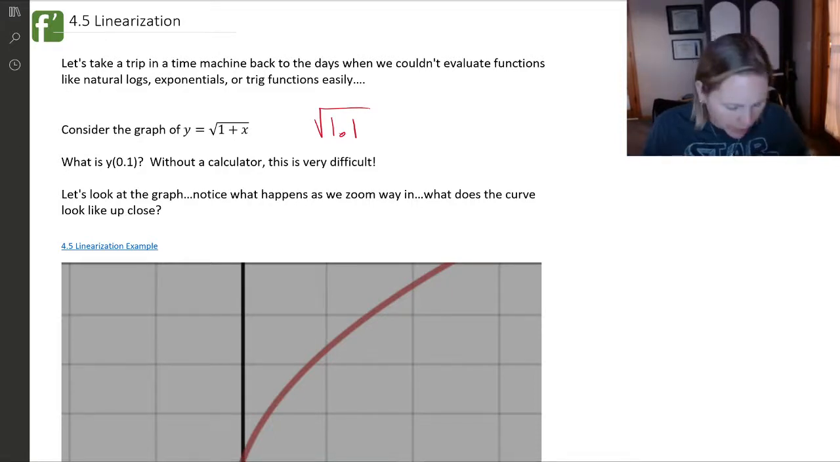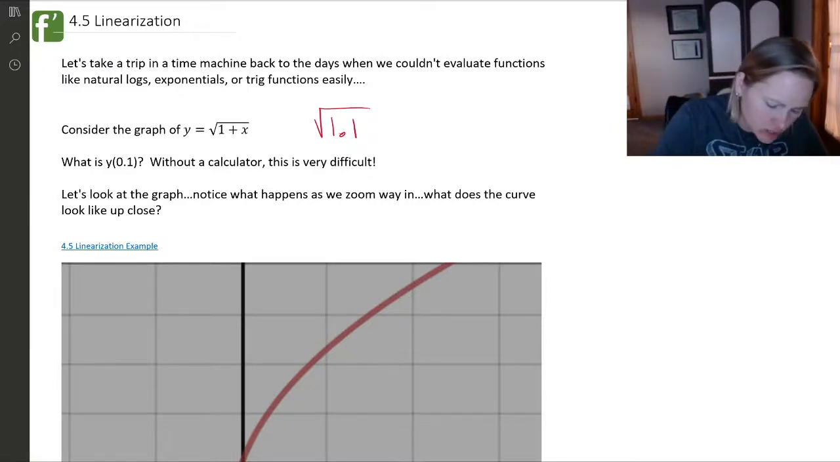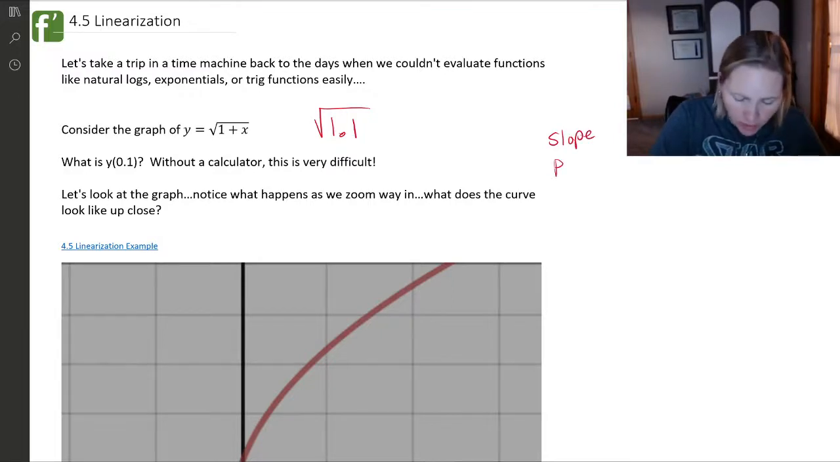So here we are back at our function, and what we wanted to do is we said, okay, we want to know something about 0.1. So we're going to write a tangent line at 0, which is really close to 0.1. And to do that, I need a slope and I need a point. So I'm going to use x equals 0. All right, so my point was really easy. It's just y equals the square root of 1 plus 0. So the point was 0, 1.